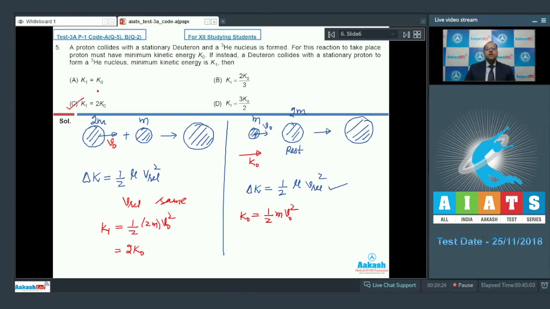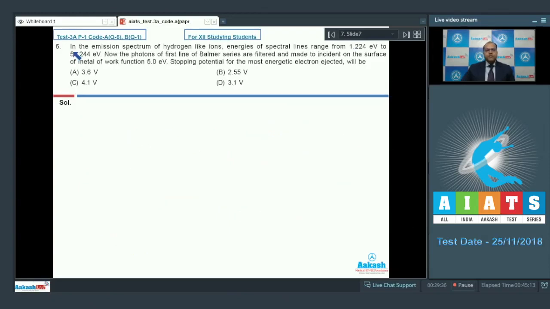Let's move to question number 6. In question number 6, in the emission spectra of hydrogen-like ions, energies of spectral lines range from 1.22 electron volt to 52.244 electron volt. Let the atomic number of the hydrogen-like ion be Z, and the electron in the hydrogen-like ion lies in the nth energy state.